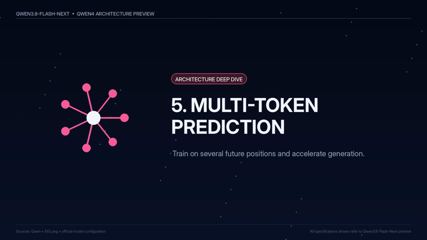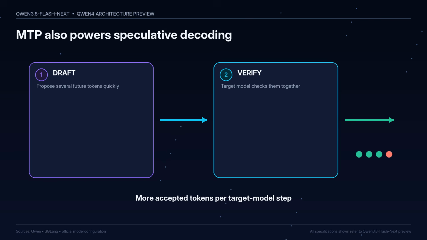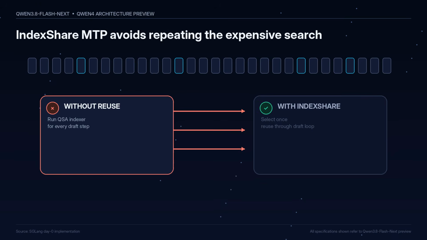There is another piece, multi-token prediction. Qwen is also keeping MTP, multi-token prediction. Instead of training the network only around predicting the immediate next token, the additional prediction module is trained across multiple future steps. This serves two purposes. It can improve the backbone during training, and during inference it can act as the draft component for speculative decoding, allowing several possible future tokens to be proposed and verified together. Qwen has even replaced the MTP module's normal full attention layers with the new QSA mechanism.